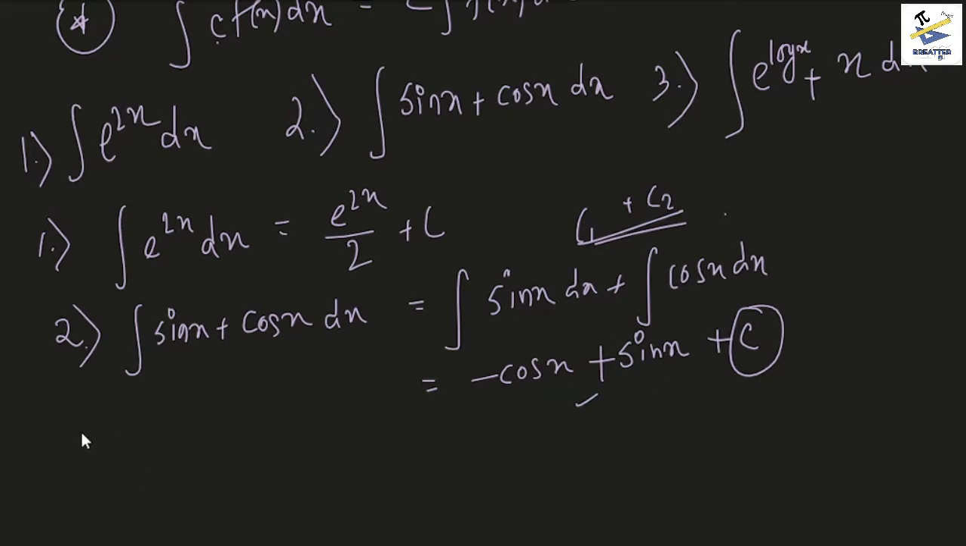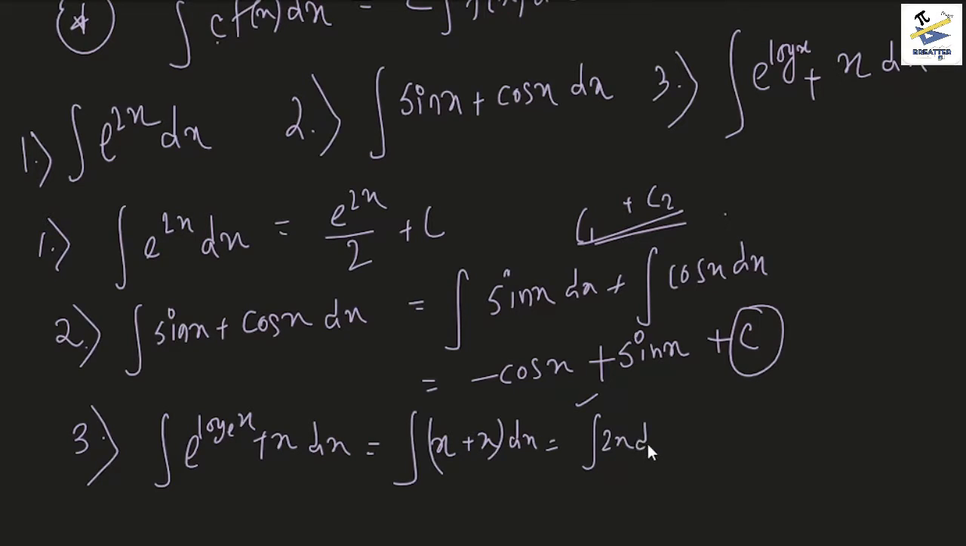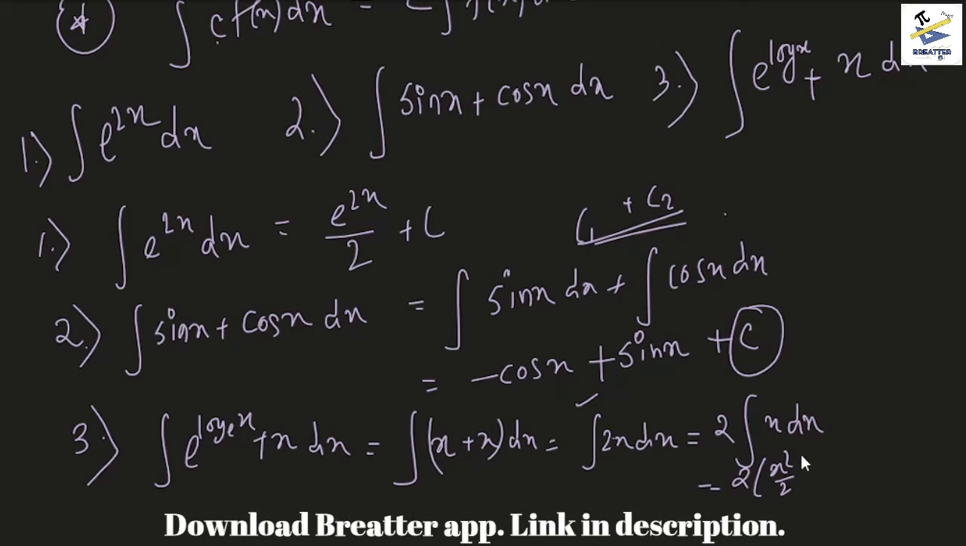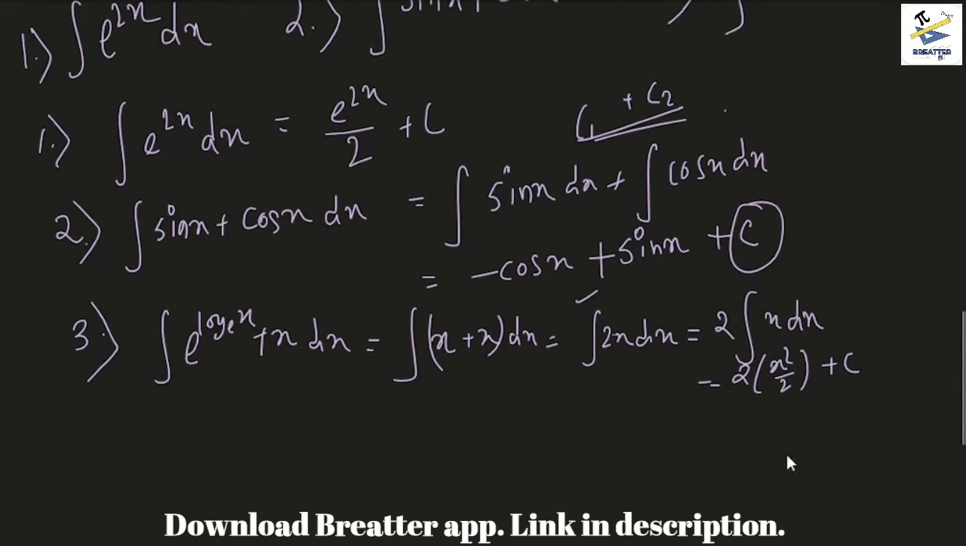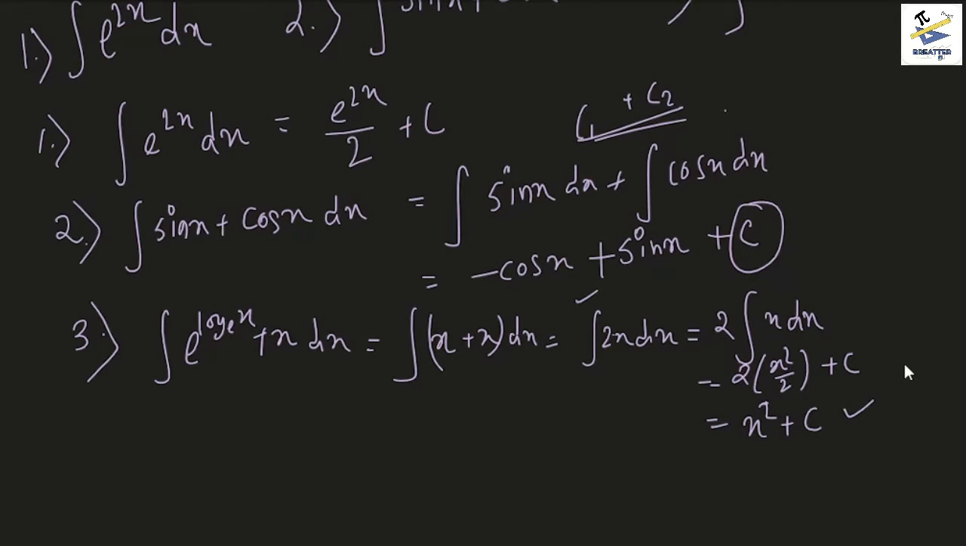So this is the answer for the second one, and for the third one, it's the integral of e to the power log x plus x dx. But we observe that e to the power log e of x, which is the natural logarithm, is just x. So x plus x dx, which is basically 2x dx, and we can see that the constant 2 comes out and it's just x dx, and the integral of x dx is x squared by 2, and there would be a plus c outside. This would mean you will have the integral as x squared plus c. This is your answer.